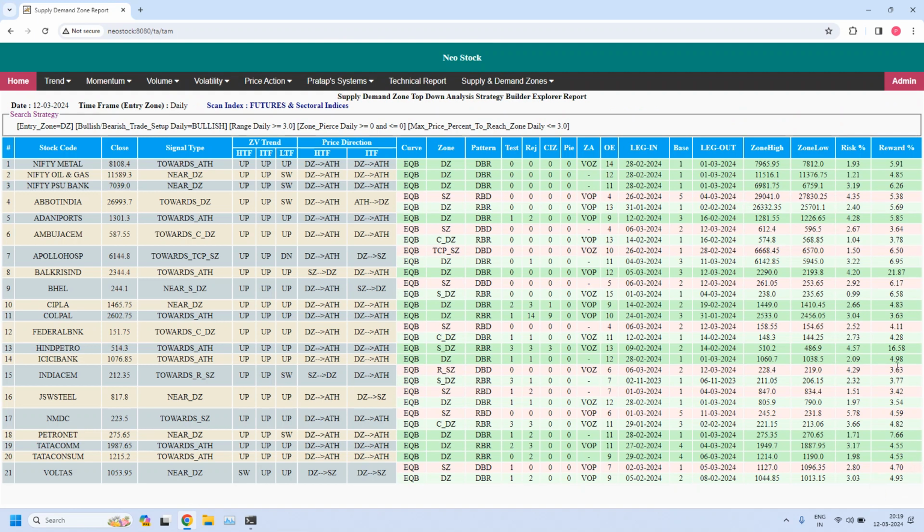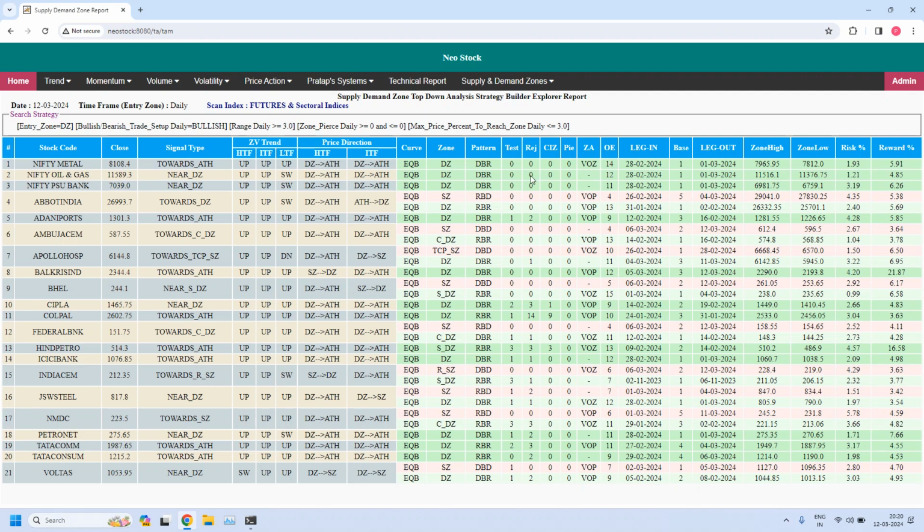If you look into all these demand zones, the minimum reward is 3%. Minimum. Maximum could be anything. Some stocks are having maximum reward, even 21% is also there. Okay, that is a rare situation. But in many situations you have 4%, 5%, 3%, even 7%. Okay, total 21 stocks are there. You can study these stocks and then you can find some good stocks.